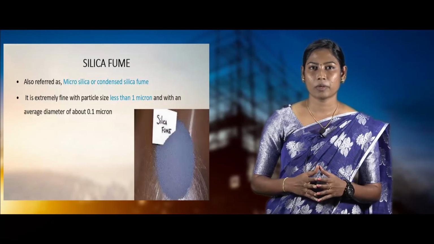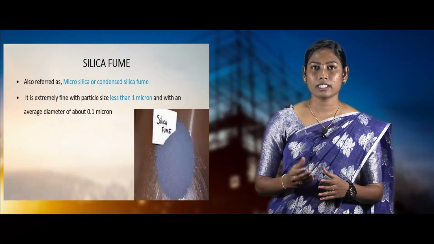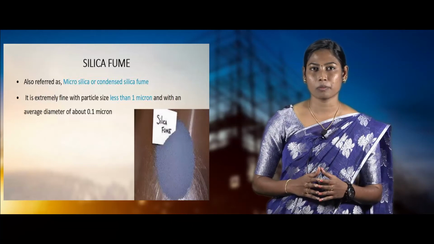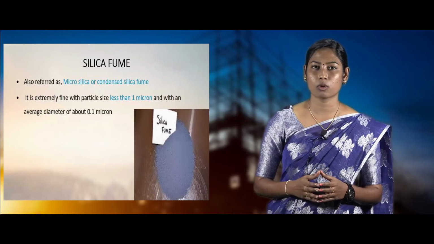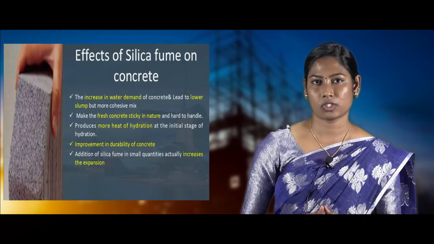It is an airborne material like fly ash. It is spherical in shape. It is less than 1 micron in size with an average diameter of about 0.1 micron. Next one, effect of silica fume on properties of fresh concrete.